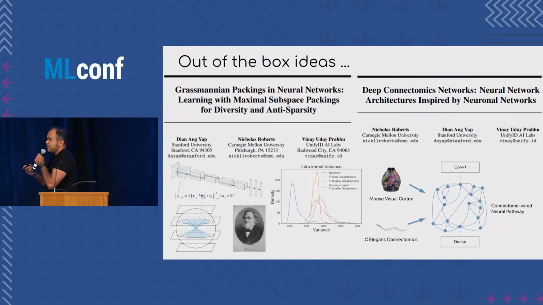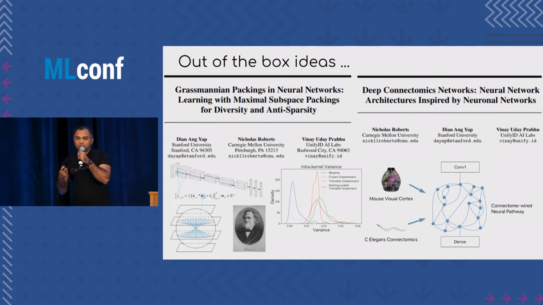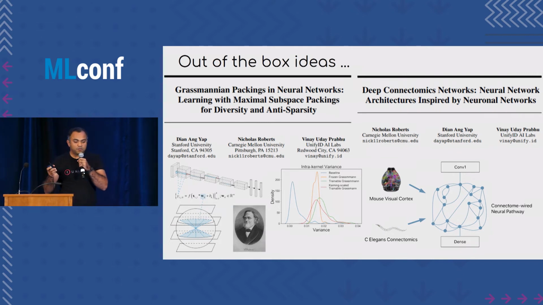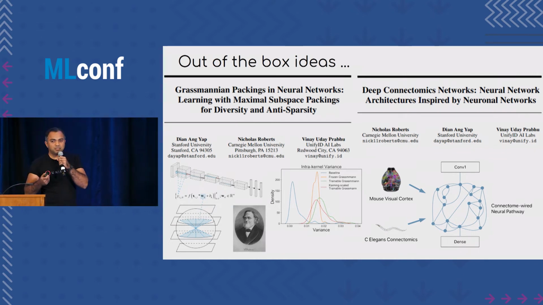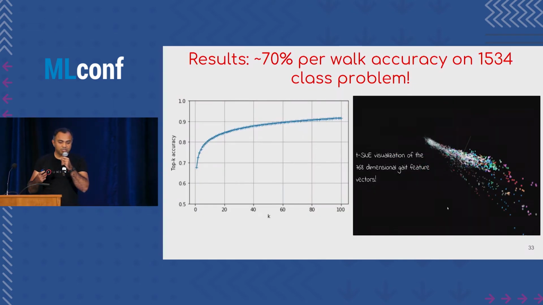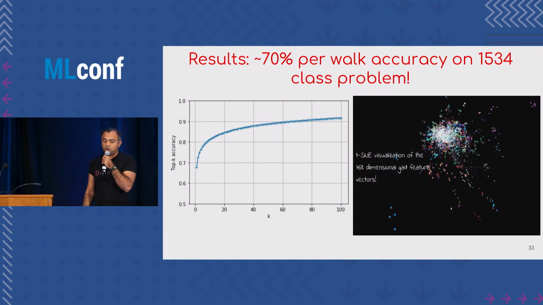The first thing is, when we train these models, we initialize the weights of these models using Grassmannian codebooks. If you are attending NeurIPS later this year, in December, we'll be presenting both of these. And then in terms of the architectures, you cannot go with strictly CNNs or off-the-shelf models. So we had to come up with deep connectomics-inspired neural networks, which are sparse and easy to fine-tune. And how much was the accuracy that we hit? We hit about a 70% per walk cycle accuracy on a 1534 class problem.